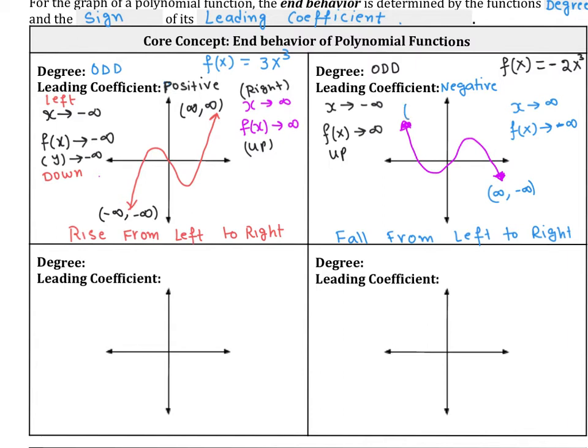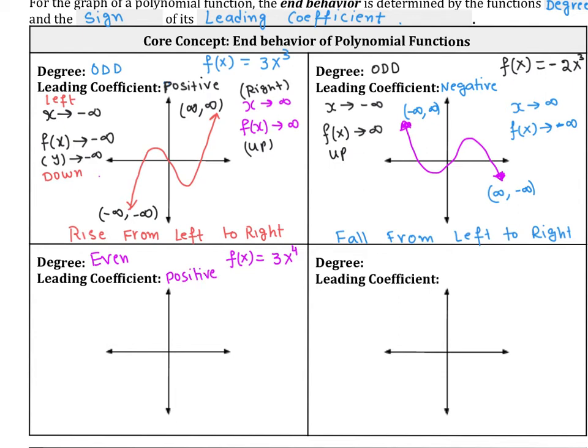For this arrow, x is negative because on the left side x is negative, and y is approaching positive infinity. For the next example, I'm going to take 3x to the power of 4. If it is x to the power 4, which is an even degree, and the leading coefficient for this one is positive.